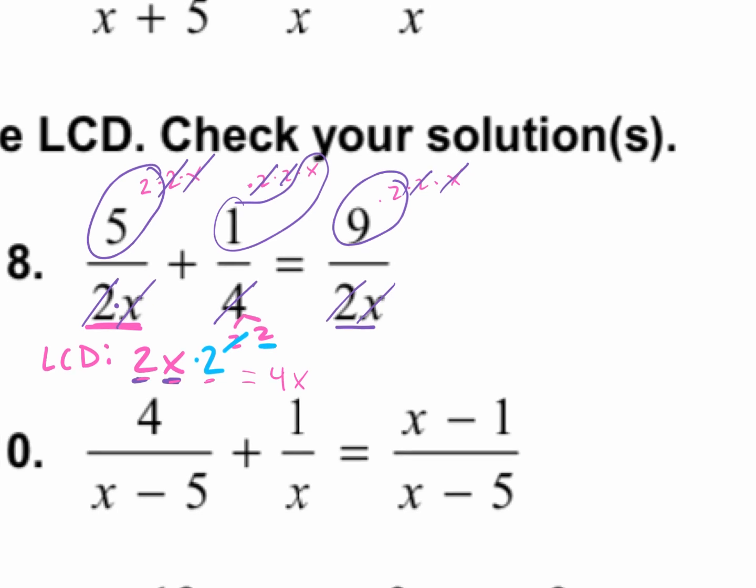So here, I have 5 times 2, which would be 10, plus 1 times x, which is what? X. And that's equal to 18. Then we just solve for x. So I'm going to subtract 10. So x is equal to 8.